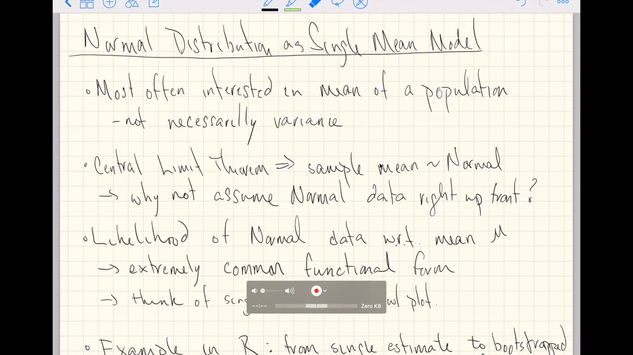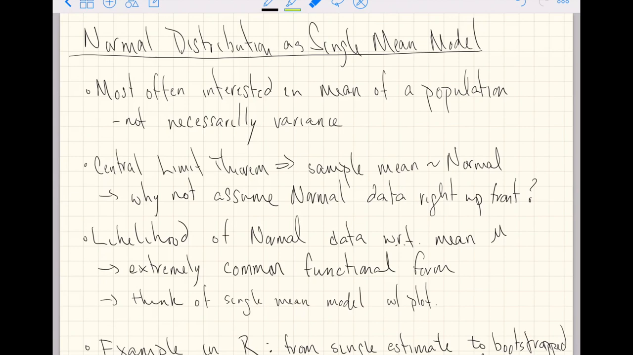This video is going to be about the normal distribution thought of as a single mean model. That is a model to predict future observations, but our model for now is going to be particularly boring in that our model is just always the constant, whatever the single sample mean is from the data.